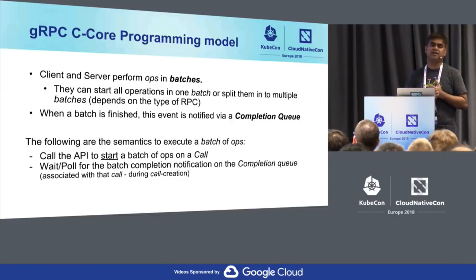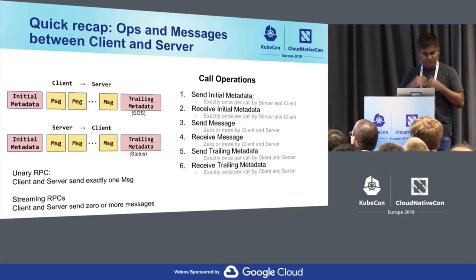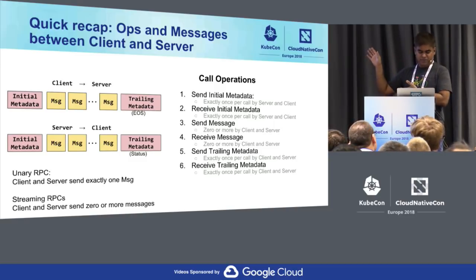So typically, clients and servers interacting with core, the semantics are something like they start a batch of operations and then they wait. They poll the completion queue to see if the batch completed. And the core is the one that posts the completion to the completion queue. So that's typically the semantics. Like all the APIs are essentially, if you look at it, they follow that pattern. Just sort of trying to bring it together. So those are the ops that we support.